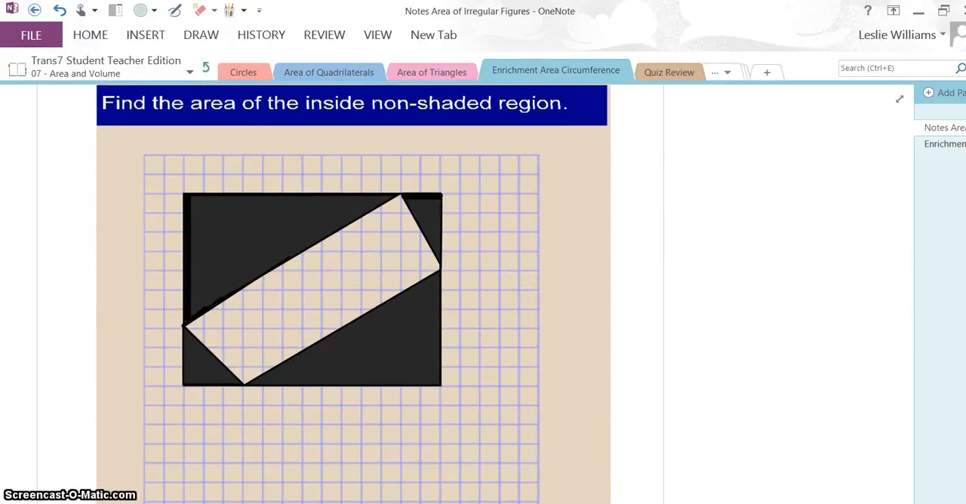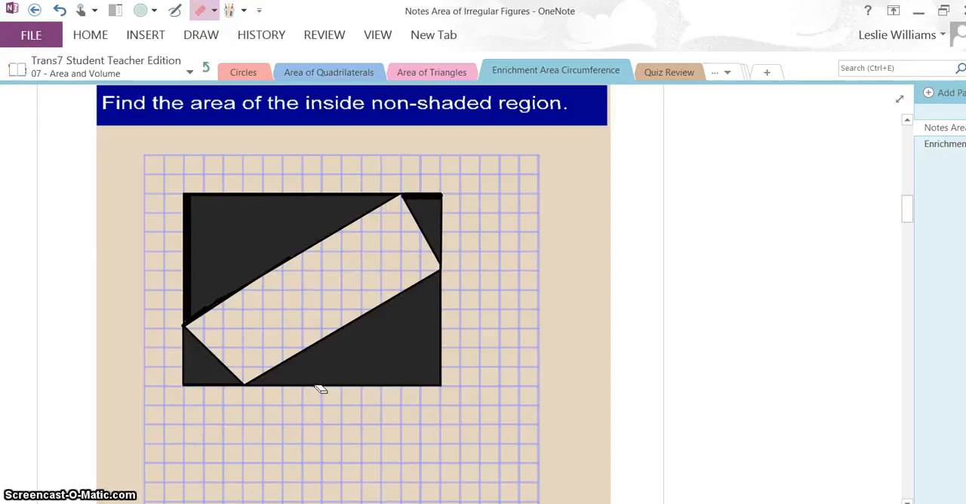In this particular example, you could approach it a couple of ways. First of all, the figure that is inside here is not a figure that you can use a formula for. That's just a quadrilateral, but it's no particular type that we have a formula for, so we can't just go in and find the area of that. So what do you think you might do?